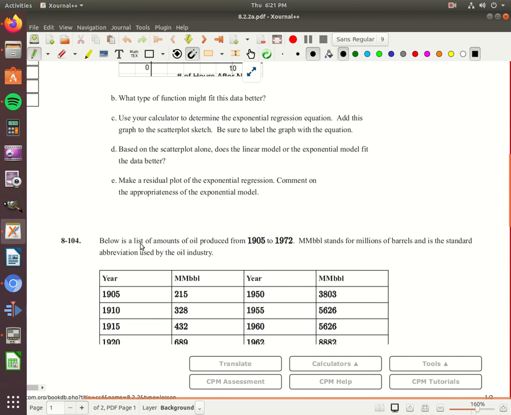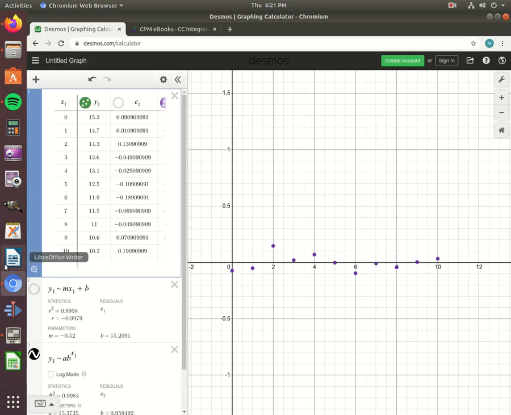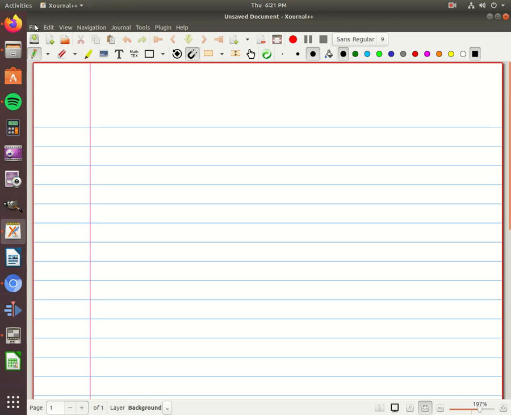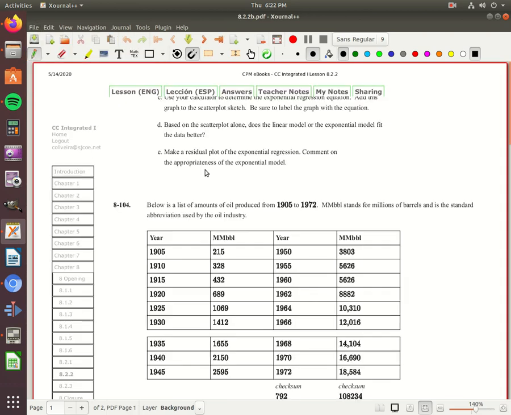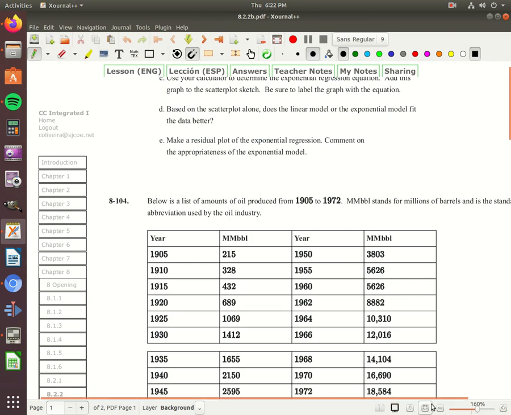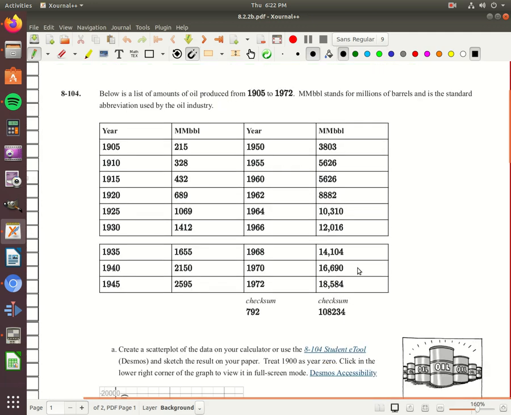Now, when we go to the next one, I think what I'm going to probably do is pause the video for a second. I think that would make the most sense. I'm going to go to 822B, and it says below is a list of amounts of oil produced from 1905 to 1972. MMBL stands for millions of barrels, so this is millions of barrels, and this is the year. By the way, I want you to see this is the year, and then it jumps up, this is the year. So columns 1 and 3 are the same column, and columns 2 and 4 are the same column. It gives me some checksum. So I'm going to pause the video, and I will put this data in.